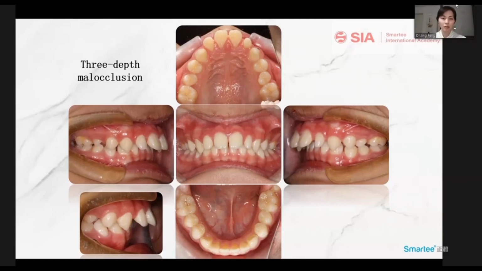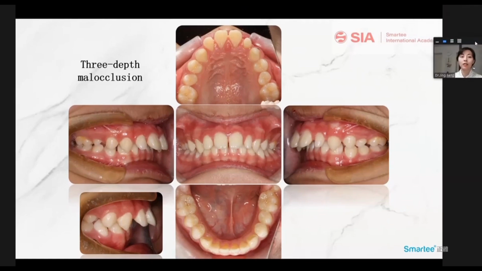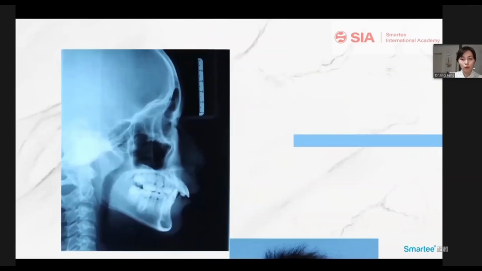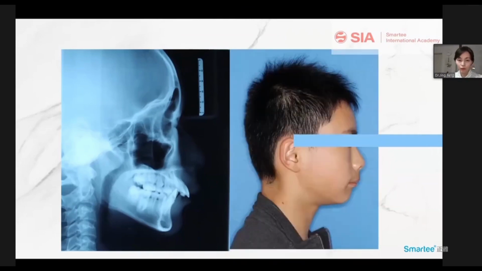With this case, it's the typical indication for the bonded SGTB. So we use it to move the lower jaw forward to the normal position.